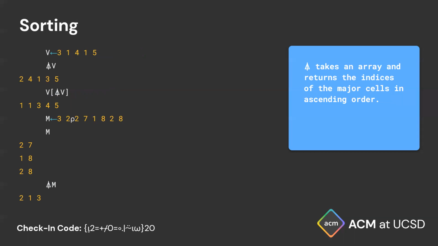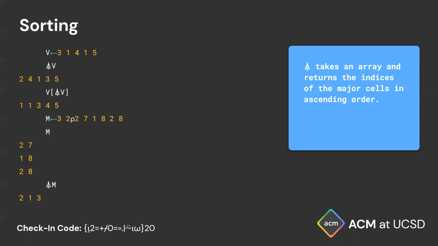Sorting is one of the really cool things about this language. So when we sort things, we can go over this example. We create V and we input this array 3, 1, 4, 1, 5. If we use the tree symbol, it takes the array and returns the indices of the major cells in ascending order. So we can see, oh, what's this number that it outputs? 2, 4, 1, 3, 5. Where'd they get that? We can see the second index is a 1, the fourth index is a 1, the first index is a 3, the third index is a 4, and the last index is a 5. Then we can do some very quick and aesthetically pleasing sorting. If we take V and rearrange it using the indices of the sorted V, then we get the sorted array.